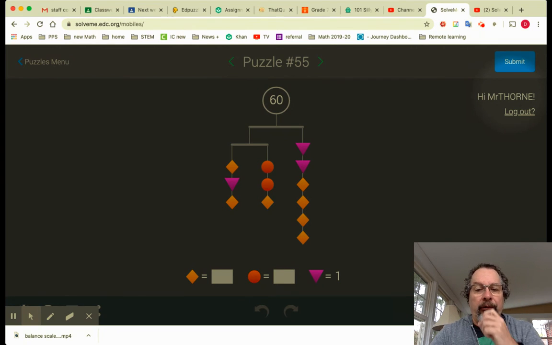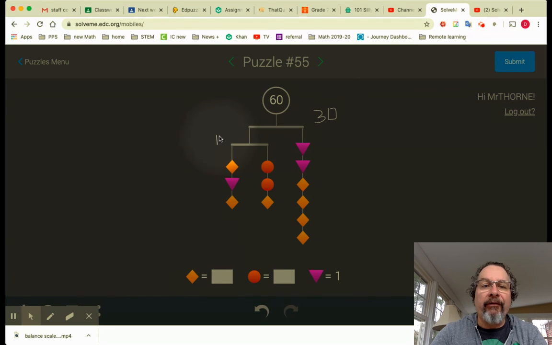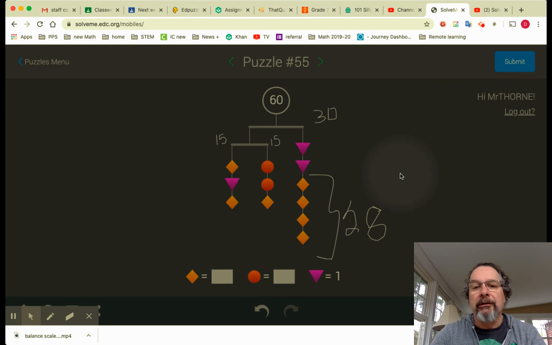This one, the total value is 60. We're given the value that a triangle is worth 1. So let's see, we have a total of 60. That'll give us 30 on this side. That'll give us 15, half of the 30 on this side, another 15. So two are gone from our 30. Four rhombuses have to equal 28.